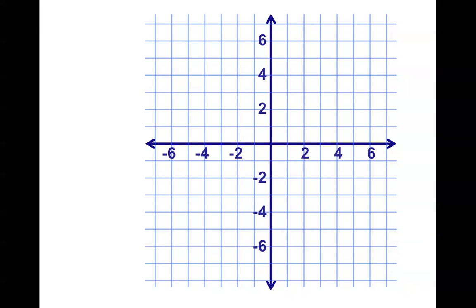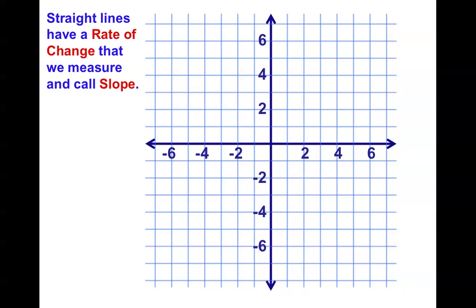When we think about rates of change with straight lines, we think about their picture, or their slope. Here's an equation, y equals x. When x equals 1, y equals 1. When x equals 2, y equals 2. When x equals 3, y equals 3. And we get the straight line. What would be the rate of change for this line, or its slope?